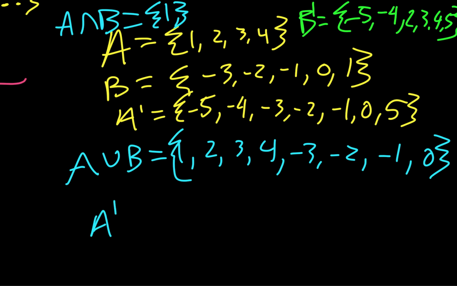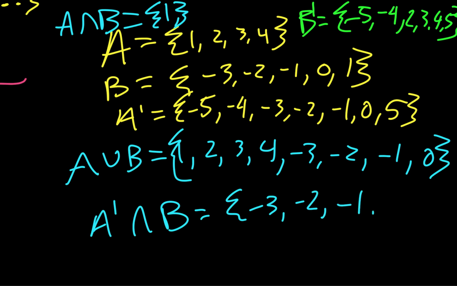Now A complement intersect B. So if we come to A complement and B, we just write what they have in common. They both have -3, -2, -1, and 0.